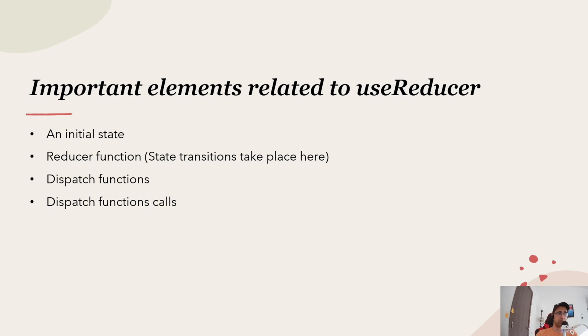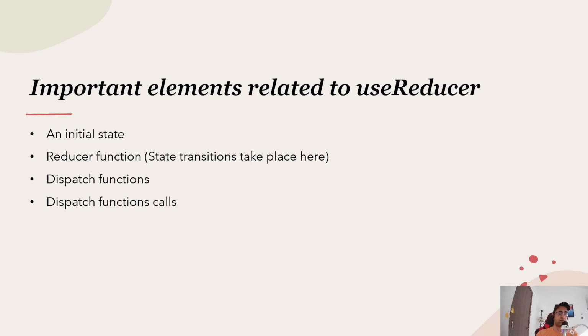The first one is the initial state. This initial state is an initial value and it can take any sort of data structure. It can range from an object to a string or a number. It can represent something like the number of items that you add to your shopping list in an e-commerce project. So any initial value can be a good representative for the initial state.